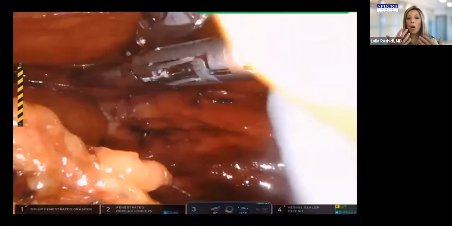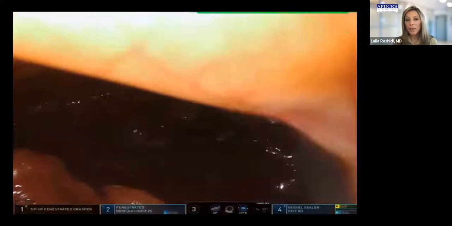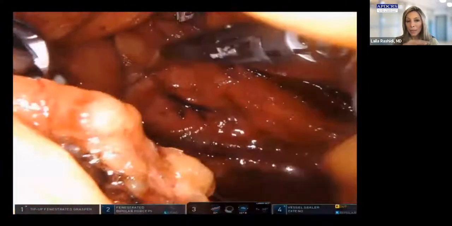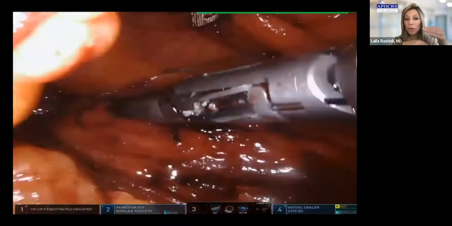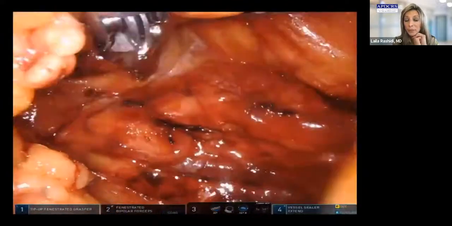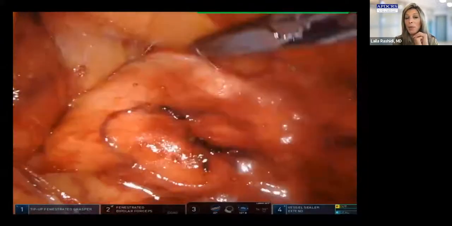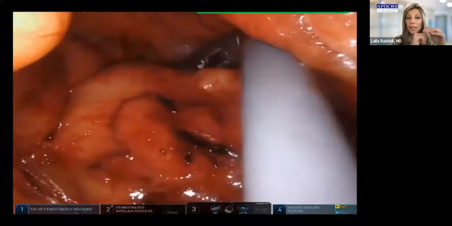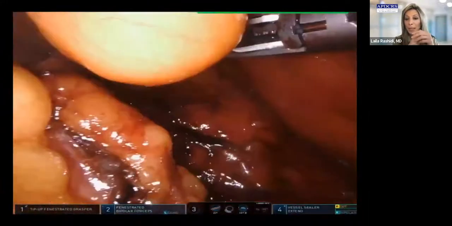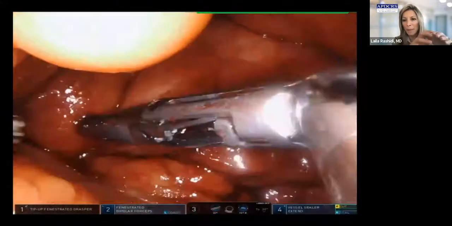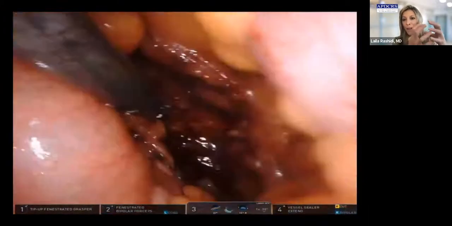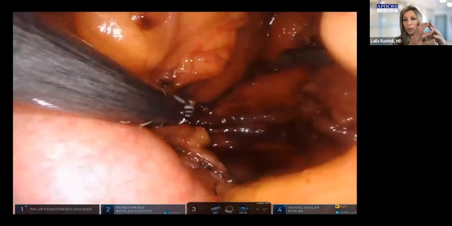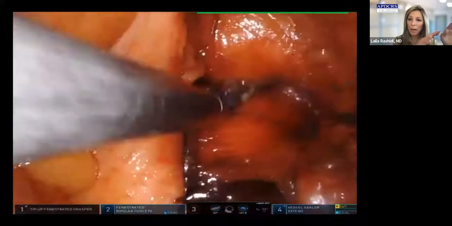So again, all arms working together. As you're moving upwards, your tip-up is going to move up with you, and your vessel sealer and your bipolar forceps are constantly going to be doing the dissection. So you see there's not much grabbing the bowel, and I think that's important. You're just retracting, and you're moving pretty much lateral and upwards.